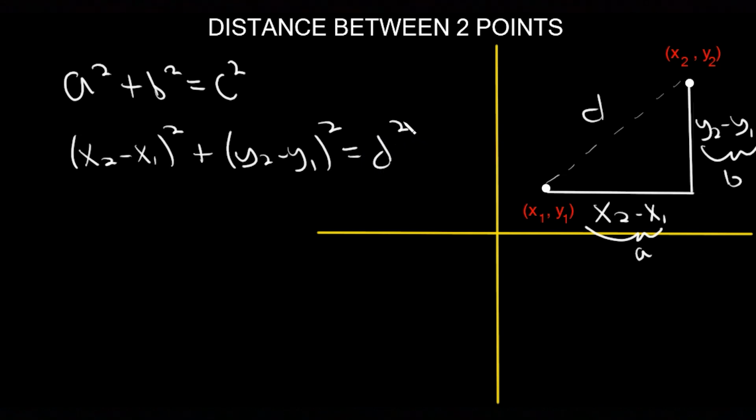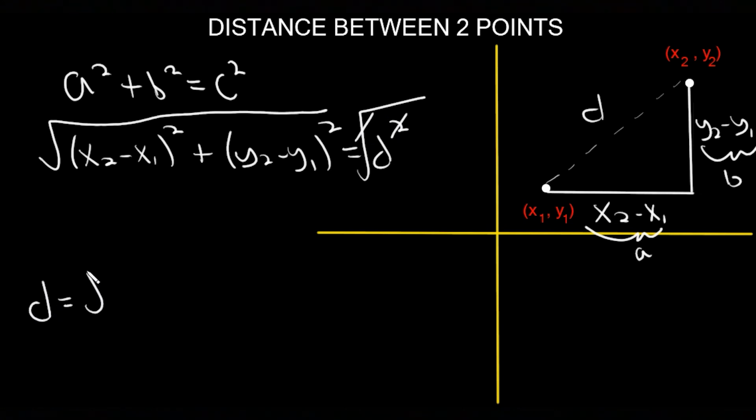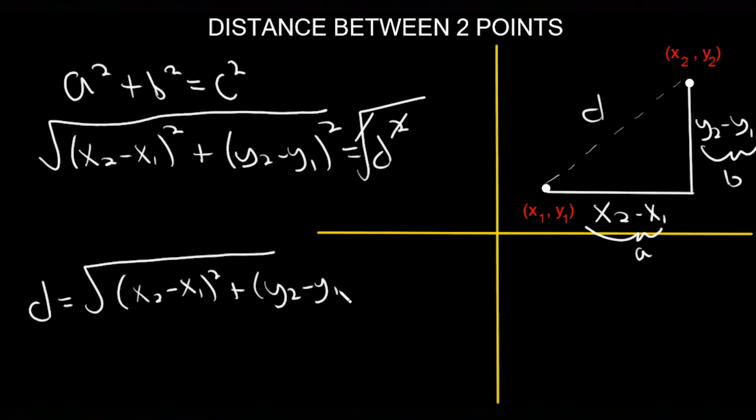And so from here, if I want to solve for d, all I have to do is take the square root on both sides, and I'll have d equals. So for example, if I take the square root here, and I take the square root here, well, right here on the right-hand side, the square root will cancel out because of my exponent of 2. And you're going to be left with d is equal to the square root of (x2 minus x1) squared, and then plus (y2 minus y1) squared, okay? And that's going to be it. So that is going to be our distance formula.